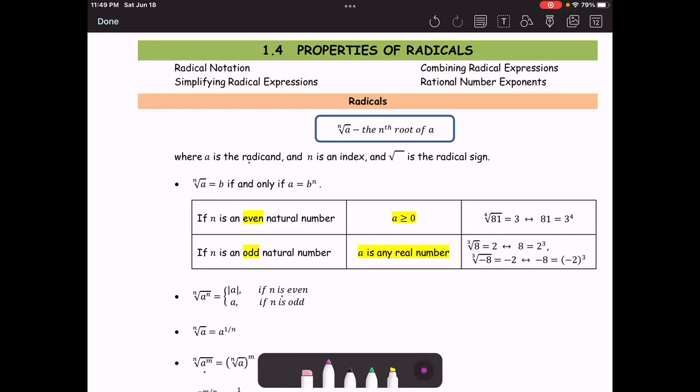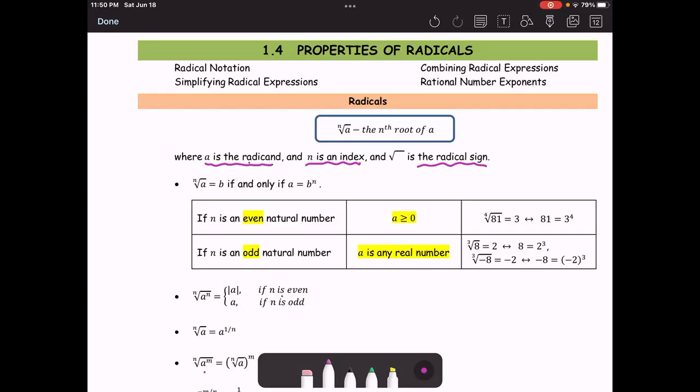Section 1.4 Properties of radicals. In this section, we look at the radical notation, simplifying radical expressions, combining radical expressions, and also look at the rational number exponents. For the radical form, the nth root of A, A is called the radicand, n is the index, and the root form is the radical sign.